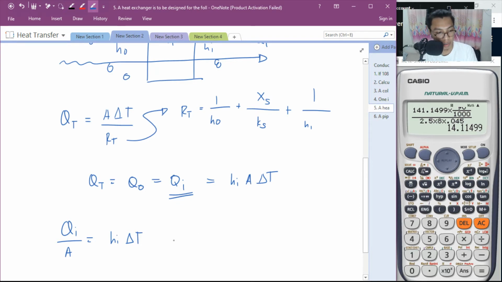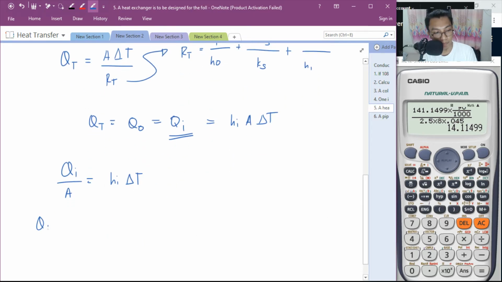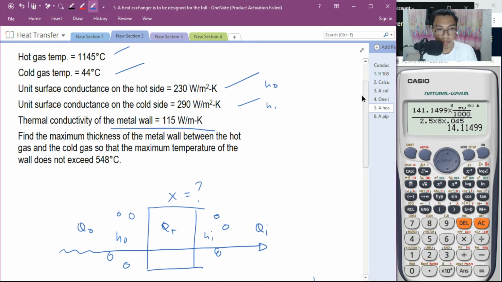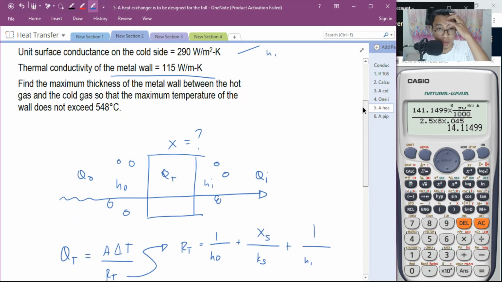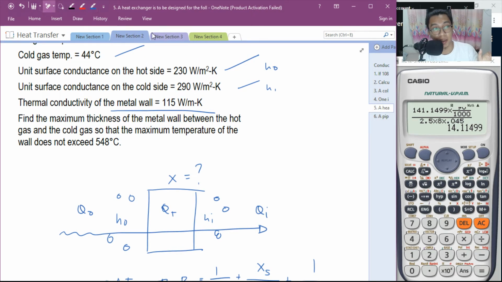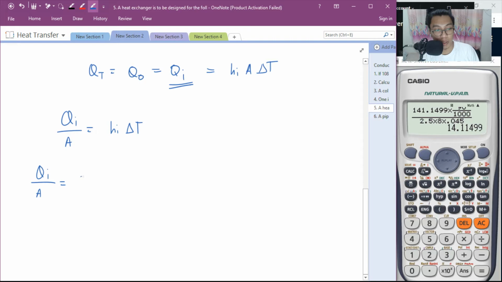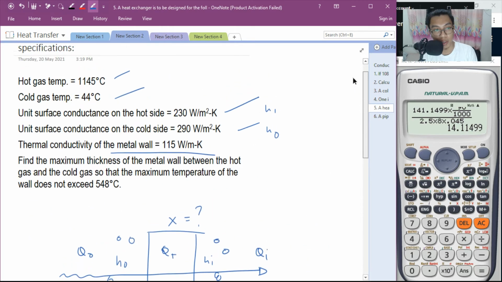Okay, solve na natin. So, QI over A is equal to HI. Anong binigay na film coefficient sa dyan ng HI? 230 na lang tayo. O kahit HO to. HO or HI, parehas lang yan. Kahit magkabaliktad. Ang nilagyan ko dito, dapat ito HI, yung mababa HI natin to. HO yung mataas. So, this will become HI, this HO. So, 230 watt per meter squared degree Kelvin. Tapos yung delta T, that is 1145 minus 548 degree Kelvin. Sir, saan mo nakuha yun? Given yan, no?